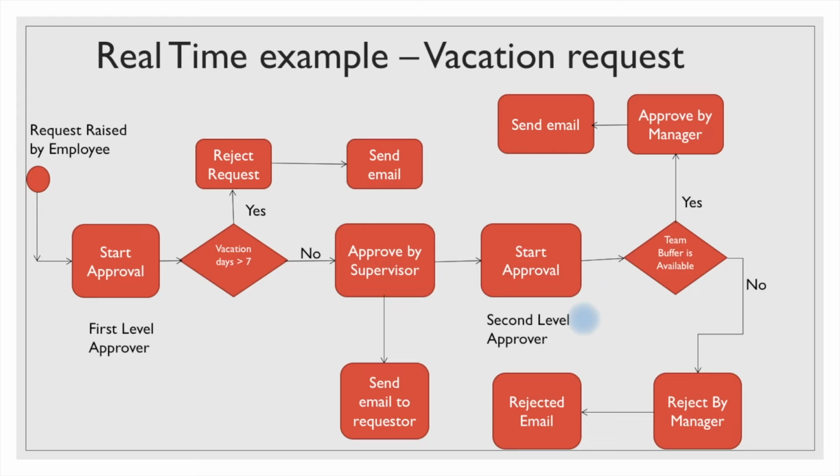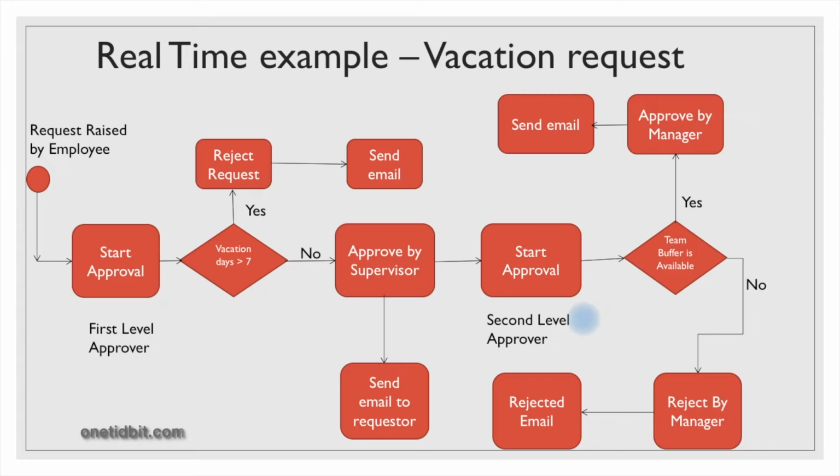Here I'm explaining one real-time example which can be automated using Power Automate. A request is raised by an employee for his vacation. When the approval starts, it will check whether the vacation days selected by the employee is greater than 7. If it is greater than 7, it will be rejected by the approver, and an email will be sent to the requester. If vacation days is not greater than 7, it will be approved by the supervisor and an email will be sent to the requester.